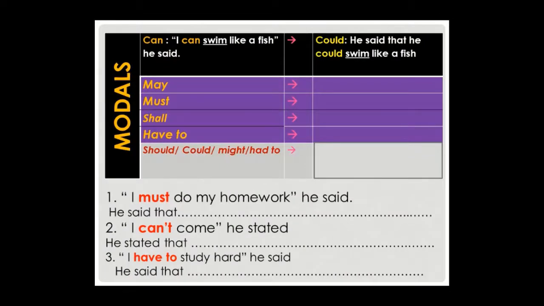For example, if we have can, it becomes could. "I can swim like a fish," he said. He said that he could. So can becomes could. He could swim like a fish.